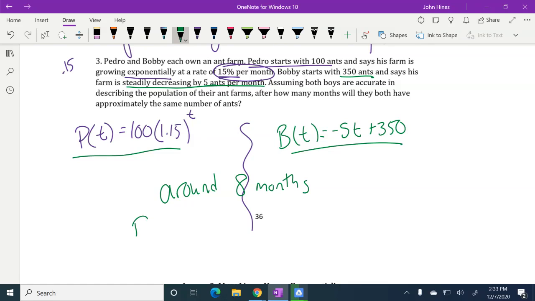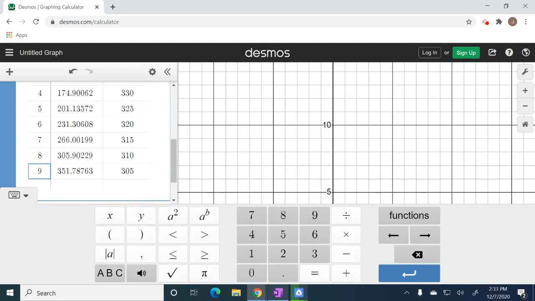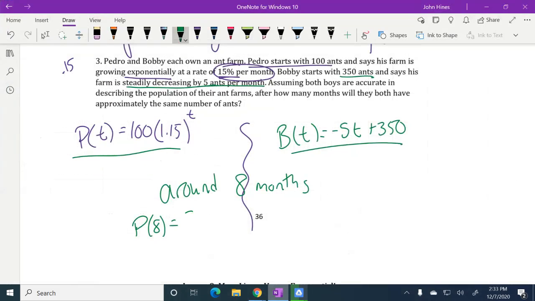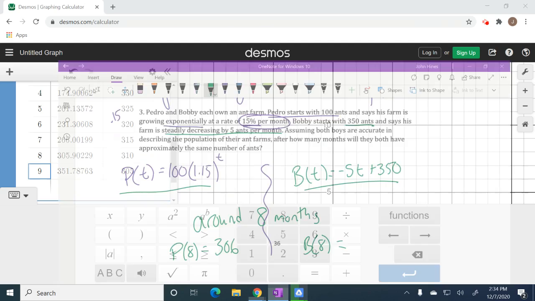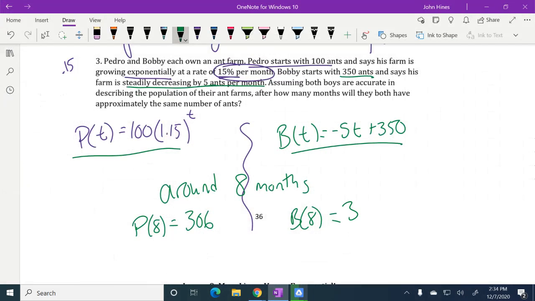Why is it around 8 months? Well, at 8 months, Pedro's got how many ants? He's got 305.9, so about 306. And Bobby at 8 months has 310. So that's where they were about the same, around 8 months. So notice we can use our tables when we work with these linear and exponential functions.